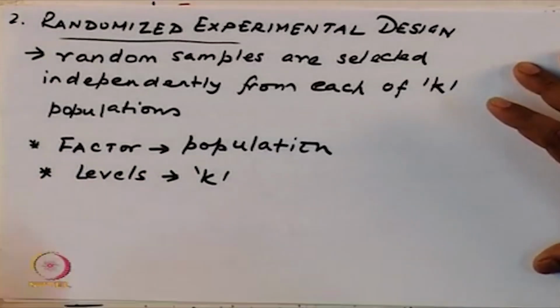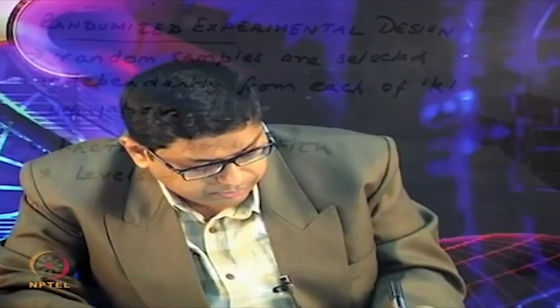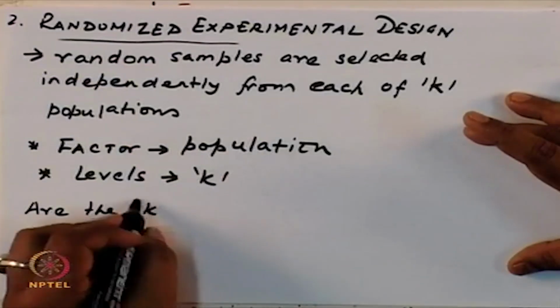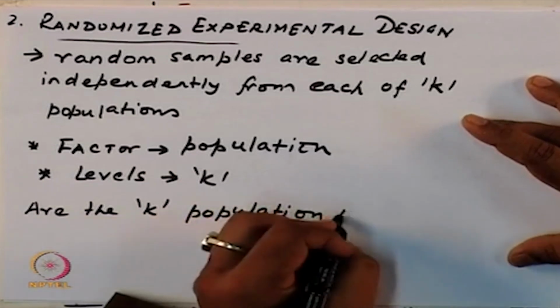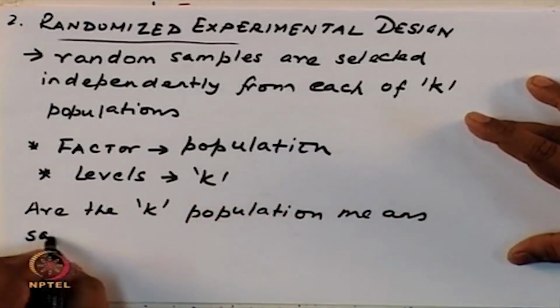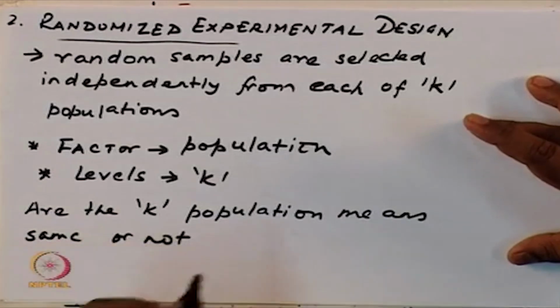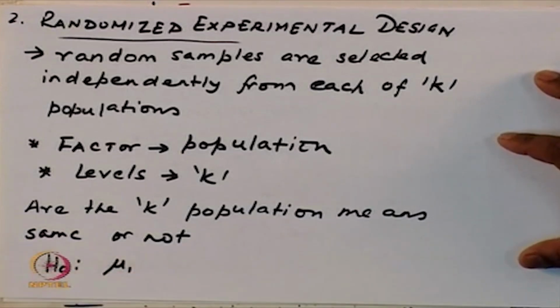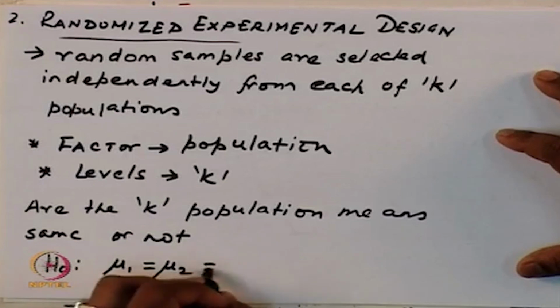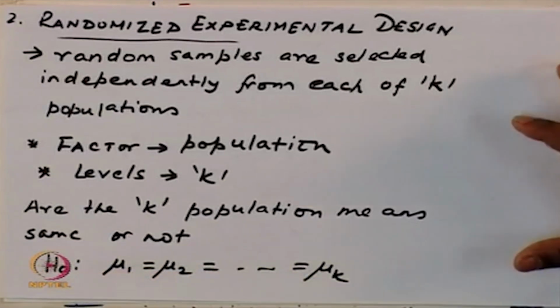So, the question you want to address with these designs and experiments is, are the k population means the same or not? Essentially, you want to test the hypothesis that if you have k populations, mu1 equal to mu2 equal to mu k. As we discussed in the last class, you can do this using the t test.